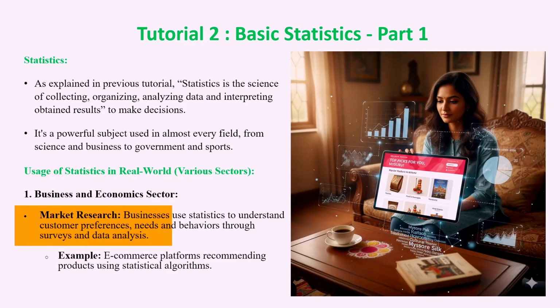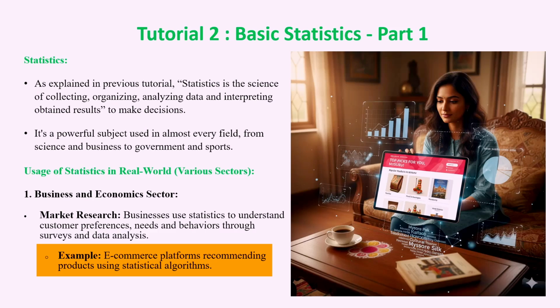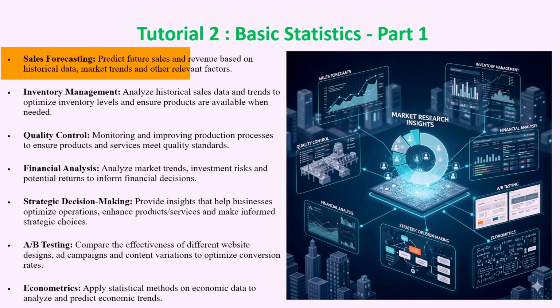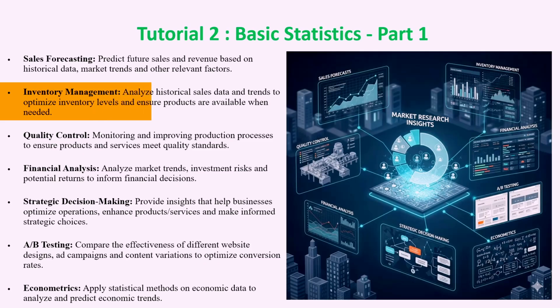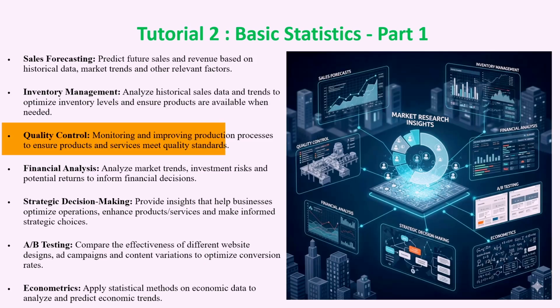In market research, businesses use statistics to understand customer preferences, needs and behaviors through surveys and data analysis. For example, e-commerce platforms recommending products using statistical algorithms. Sales forecasting uses statistics to predict future sales and revenue based on historical data, market trends, and other relevant factors. Inventory management uses statistics to analyze historical sales data and trends to optimize inventory levels and ensure products are available when needed. Quality control uses statistics in monitoring and improving production processes to ensure products and services meet quality standards.